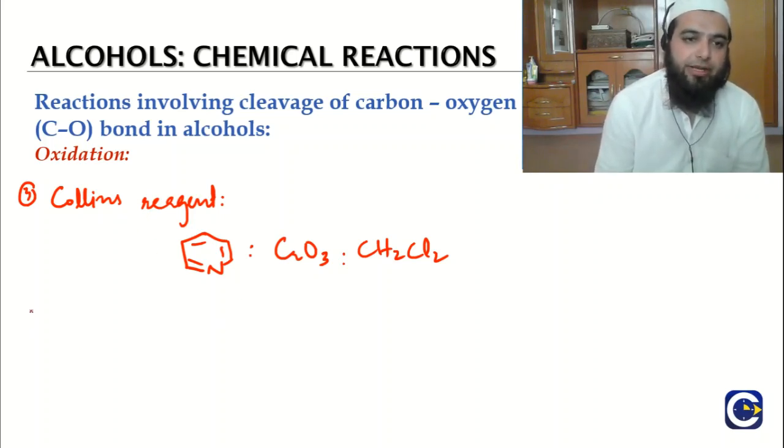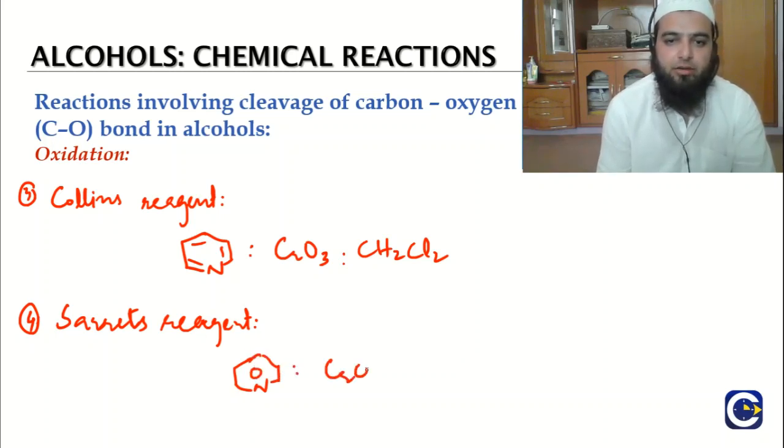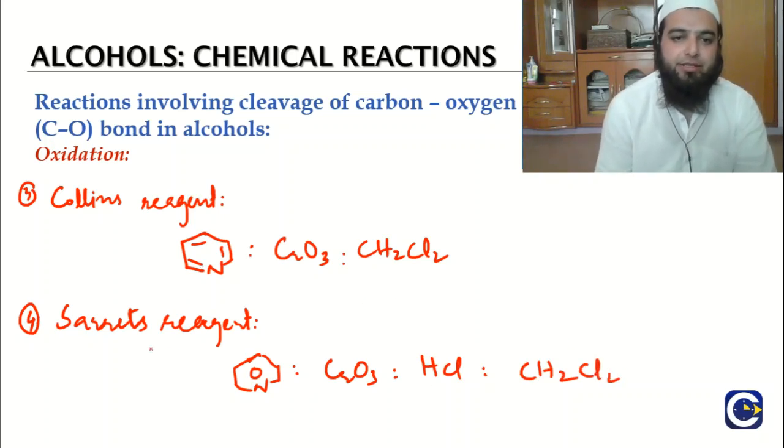Okay, so next is a similar one with a little difference, what you call Sarett's reagent. Sarett's reagent has similar components. You can also show it like this: Cr2O3, and we have HCl, and we have the dichloromethane. So this is what you call Sarett's reagent. Again, it's an important oxidizing reagent.